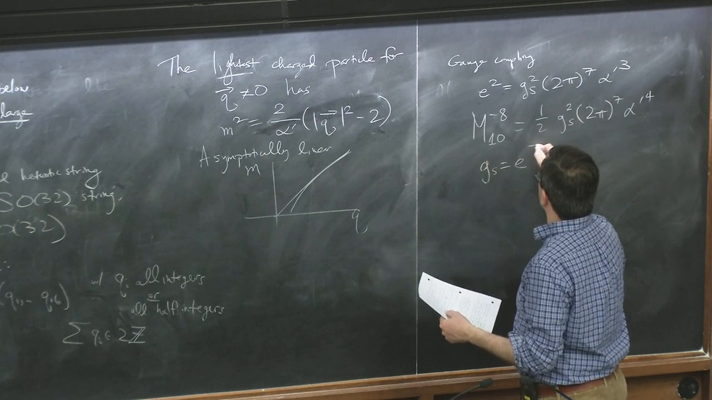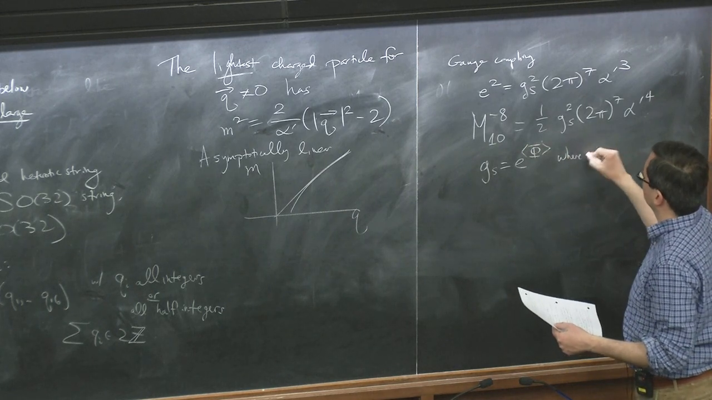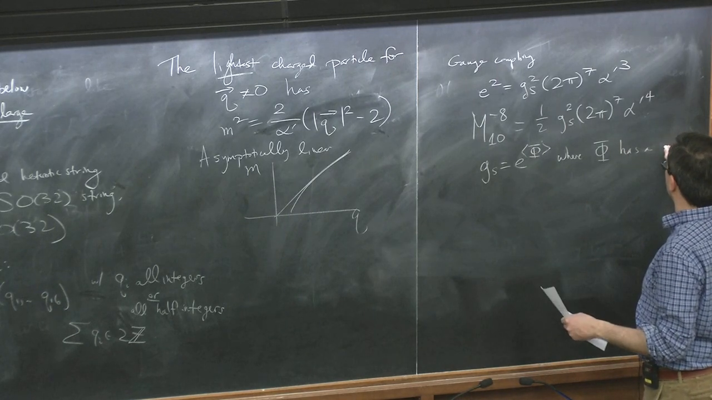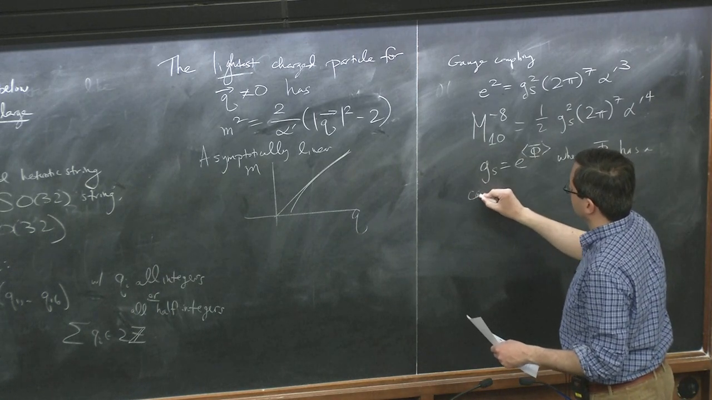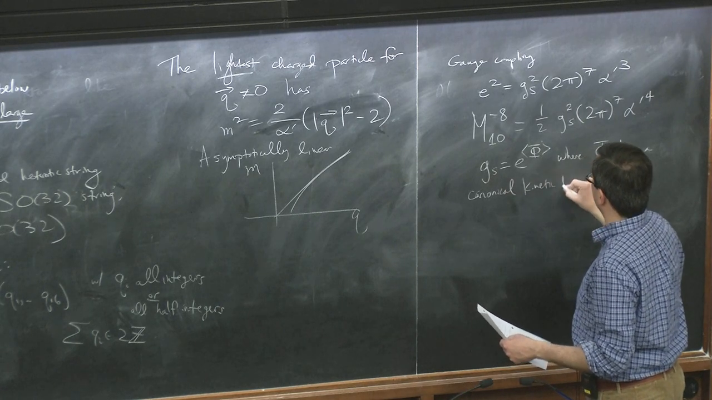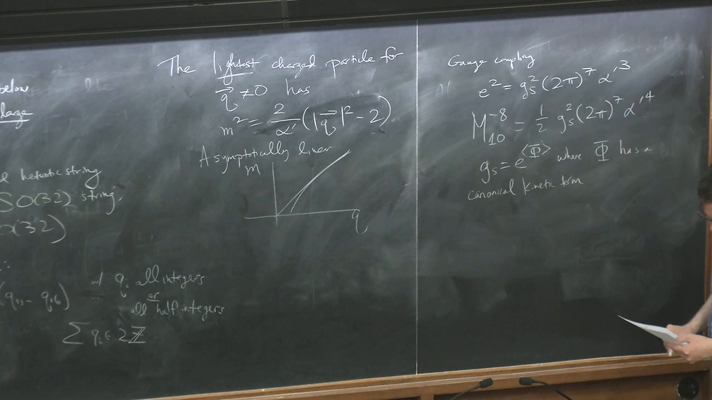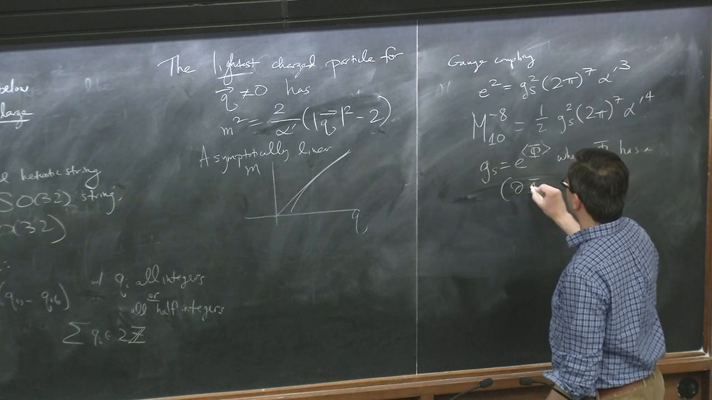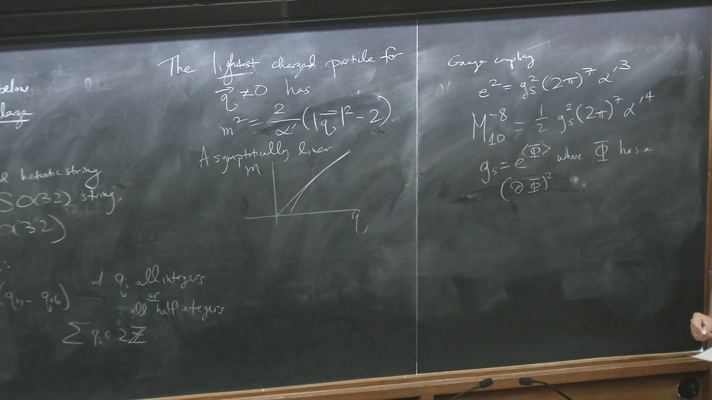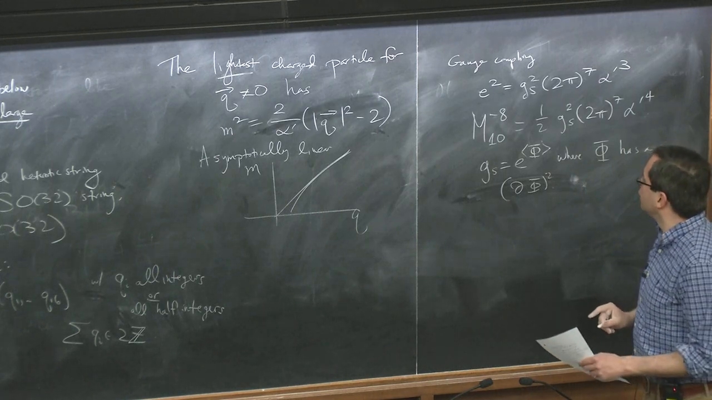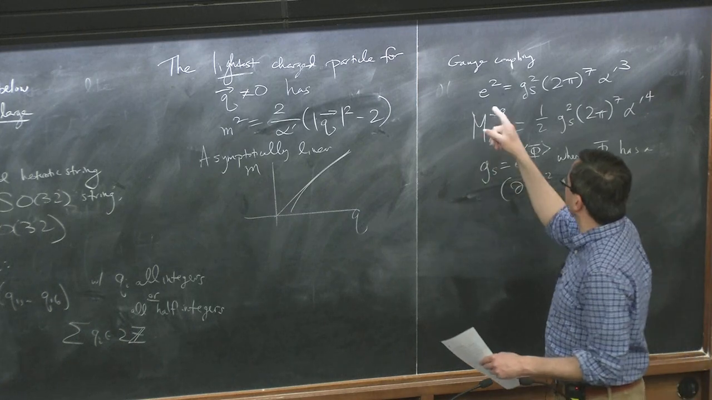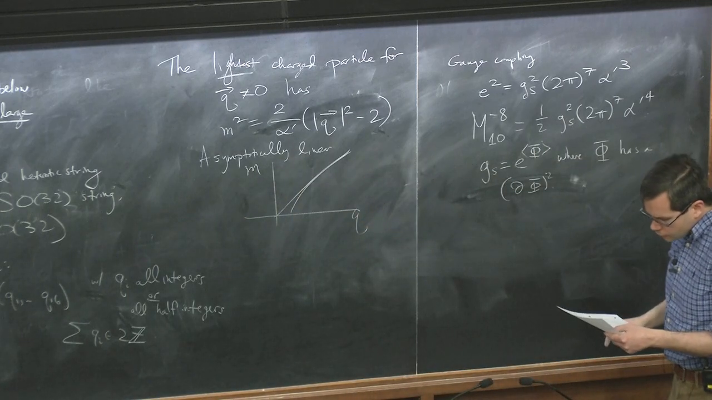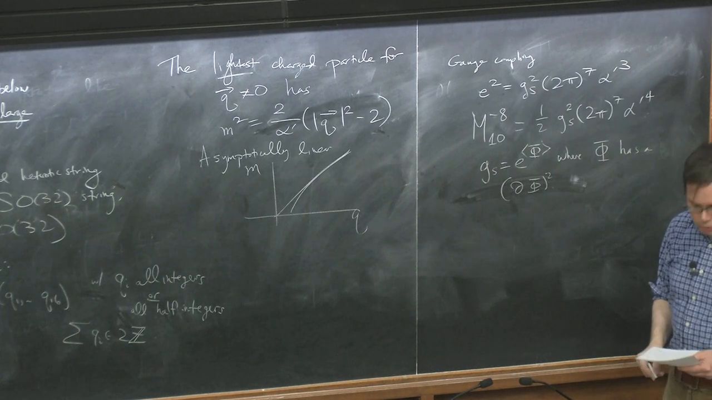And g_string is e to the phi, where phi has a canonical kinetic term. Well, I should put some constant factors in, but it has a d phi squared kinetic term with some constant in front. In other words, it's not logarithmic. So again, as in the previous case, we find a coupling which is exponential as a function of some modulus. We find a set of states of different charges whose masses are bounded in some way by the charge.